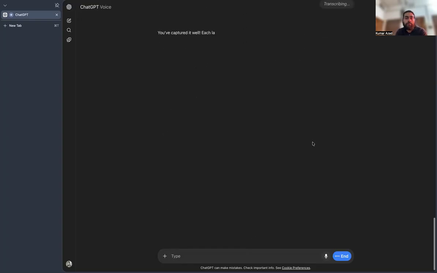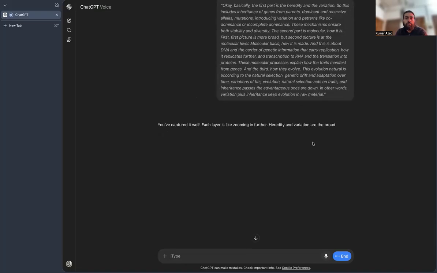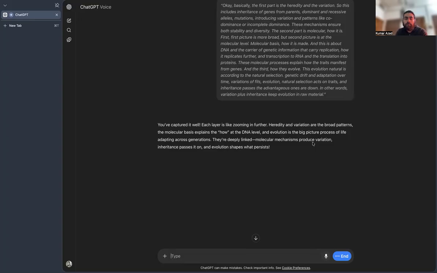You've captured it well. Each layer is like zooming in further. Heredity and variation are the broad patterns. The molecular basis explains the how at the DNA level, and evolution is the big picture process of life adapting across generations. They're deeply linked. Molecular mechanisms produce variation, inheritance passes it on, and evolution shapes what persists.